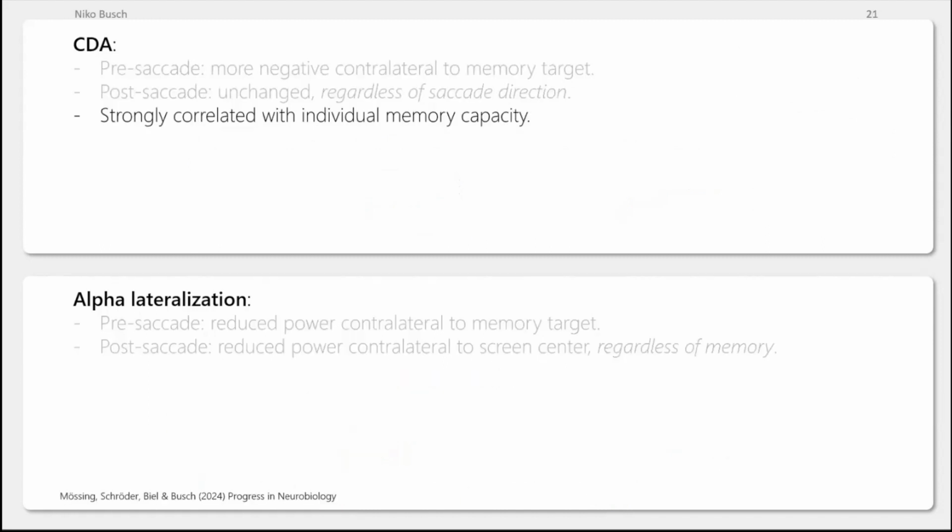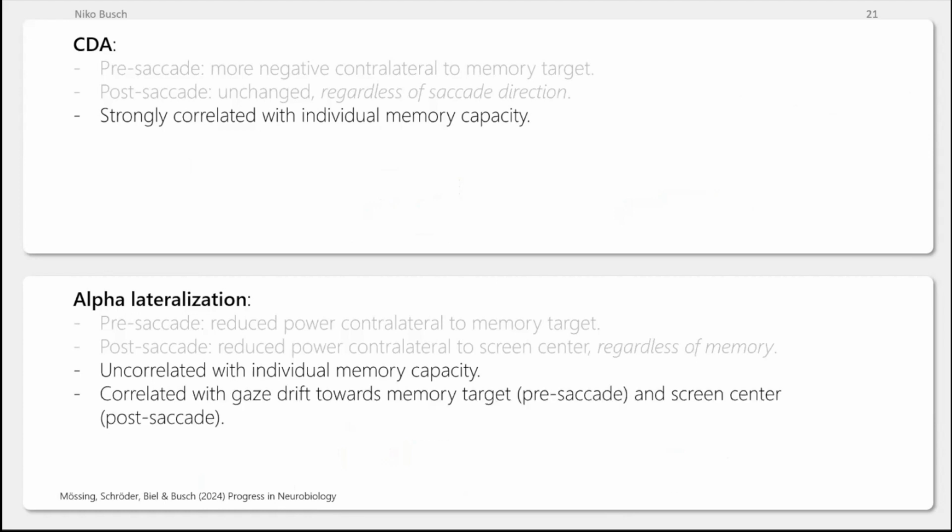We also correlated lateralization with individual memory capacity, tested in a separate set of trials. And while the CDA is strongly correlated with capacity, alpha is not. What it is correlated with is gaze drifts, meaning that when we instruct subjects to make a saccade to the left, they land on the fixation target. Often there is a slight overshoot.